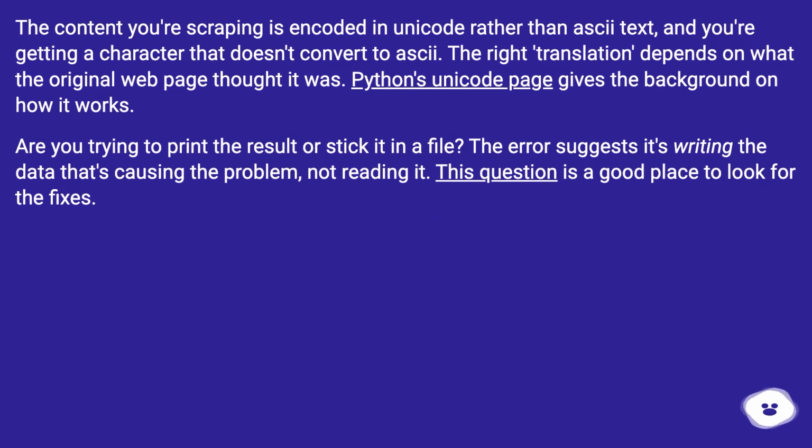The content you're scraping is encoded in Unicode rather than ASCII text, and you're getting a character that doesn't convert to ASCII. The right translation depends on what the original web page thought it was. Python's Unicode page gives the background on how it works. Are you trying to print the result or stick it in a file? The error suggests it's writing the data that's causing the problem, not reading it. This question is a good place to look for the fixes.